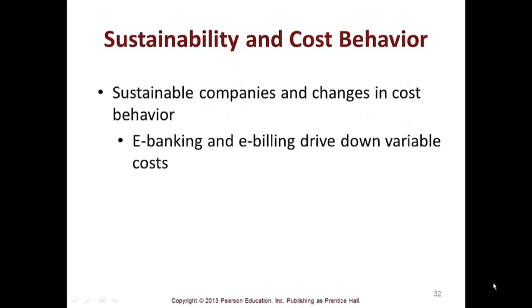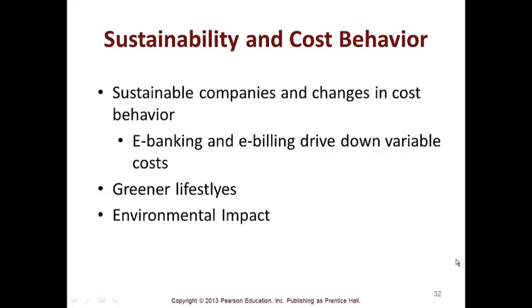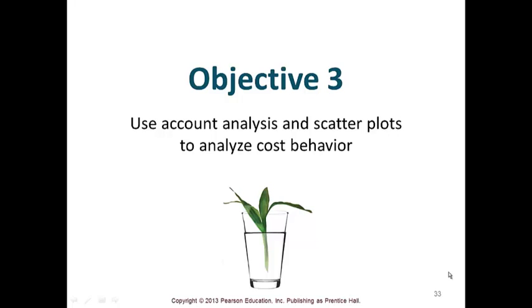Let's talk about sustainability and cost behavior. Sustainable companies and changes in cost behavior. E-banking, e-billing drive down variable costs. Those are some examples. And greener lifestyles. So remember, this chapter brings into the whole behavior of accounting, sustainability and cost behavior. And there's always an environmental impact that you have to come into play also.